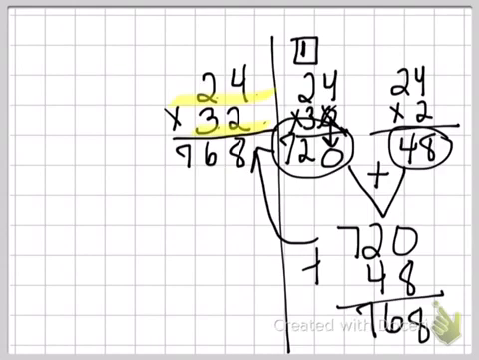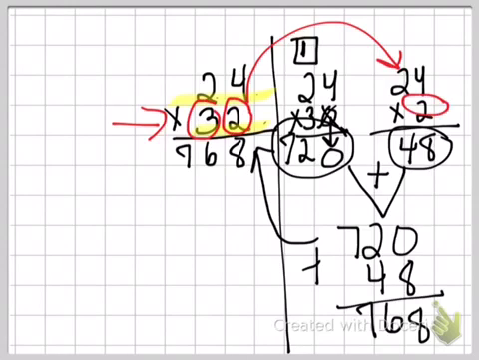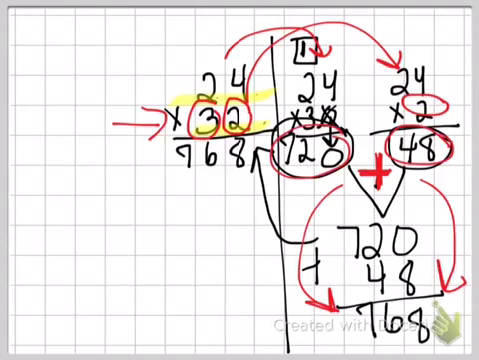this number right here. We can break up this number into the ones place and into the tens place. So the 2 becomes over here, 24 times 2. And then the 3, we know the value of 3 is 30, so it becomes 24 times 30. We get two different answers, 720 and 48. And then we have to put them back together and add them together in order to get the correct answer, which is 768. Let's go ahead and try another one.